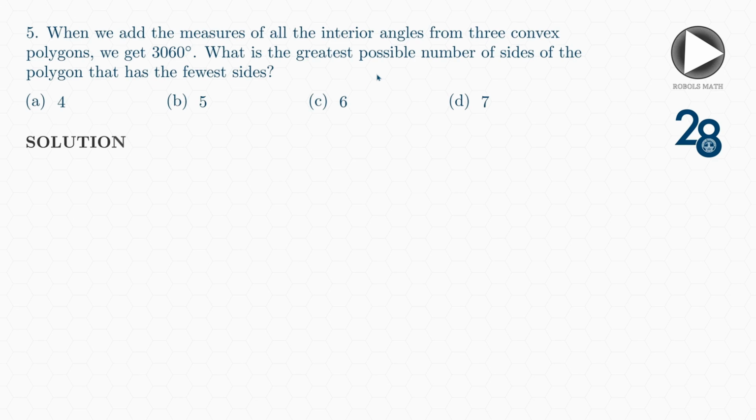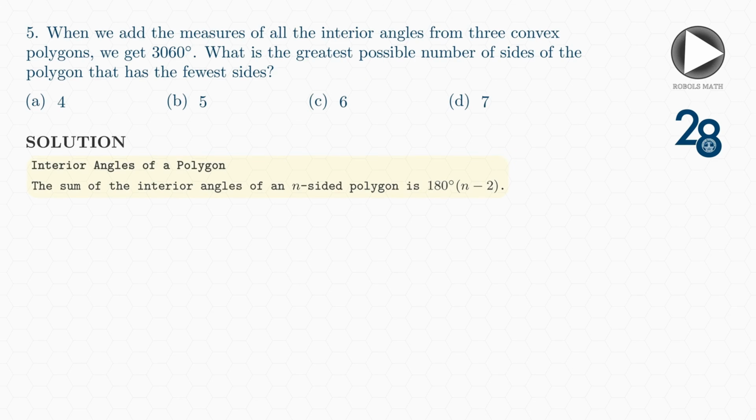Now to answer this problem, we should note that the sum of the interior angles of an n-sided polygon is equal to 180 degrees times n minus 2. So basically, if you have a triangle, n equals 3, so that's 180 degrees times 3 minus 2, which is 1, so 180 degrees. For a quadrilateral, which has 4 sides, the total is 180 degrees times 4 minus 2, which is 2, so the total interior angles is 360 degrees.